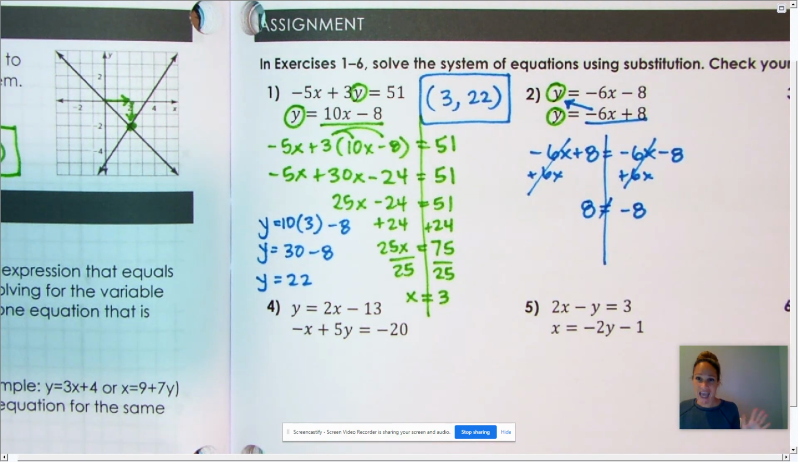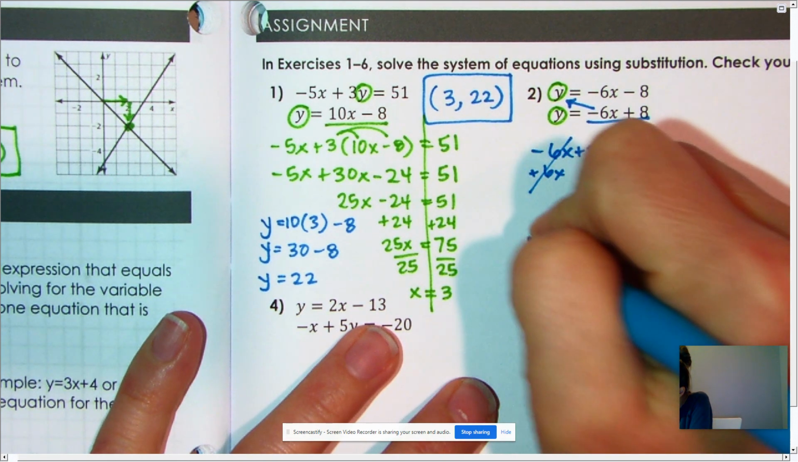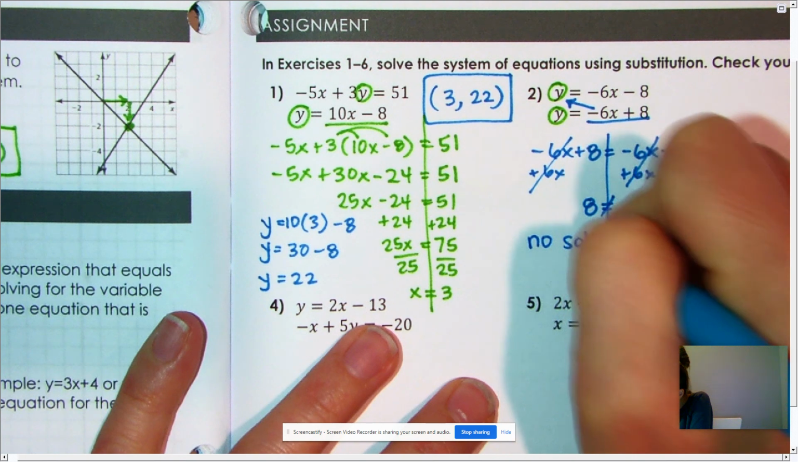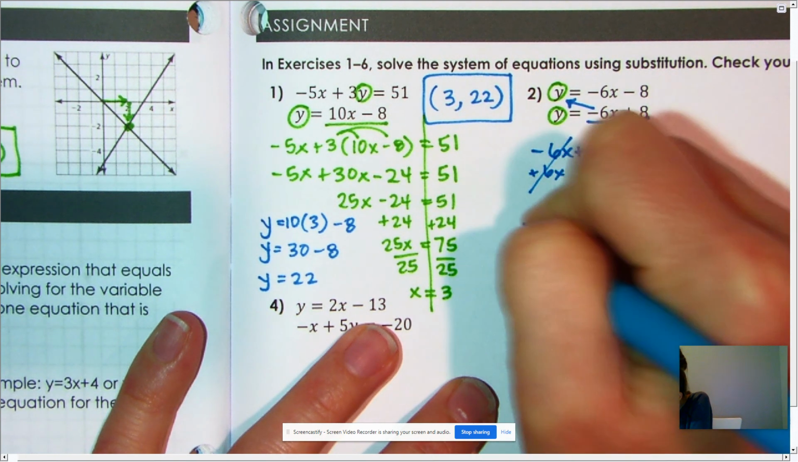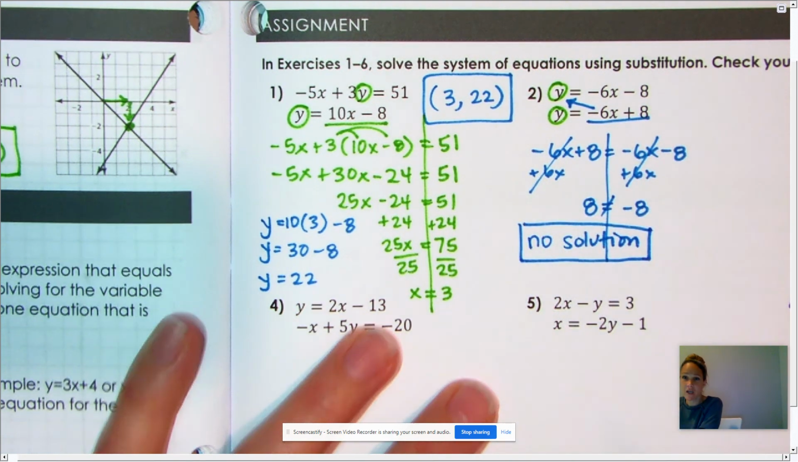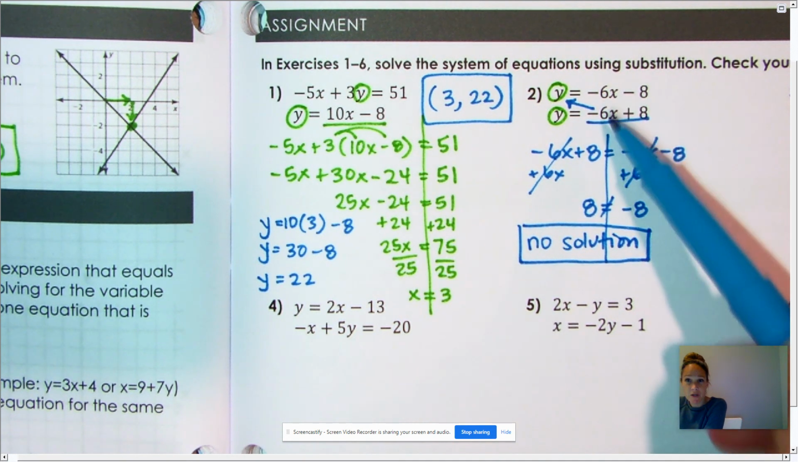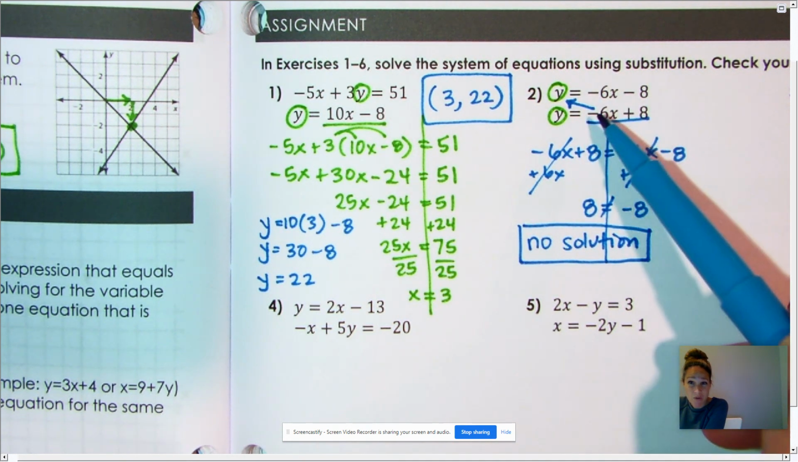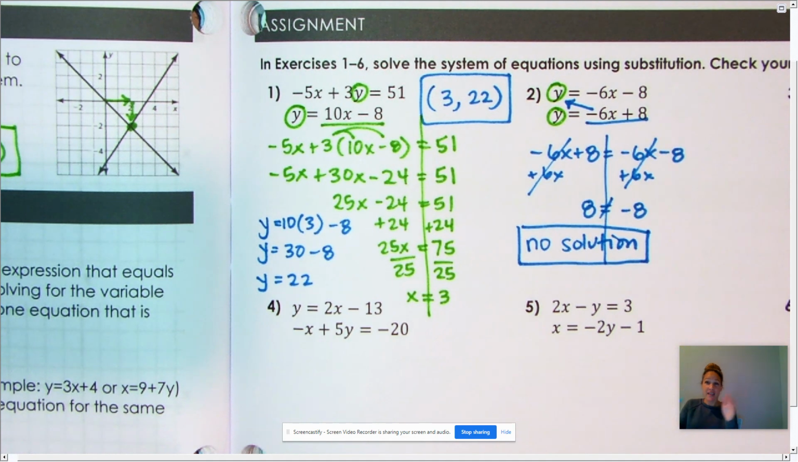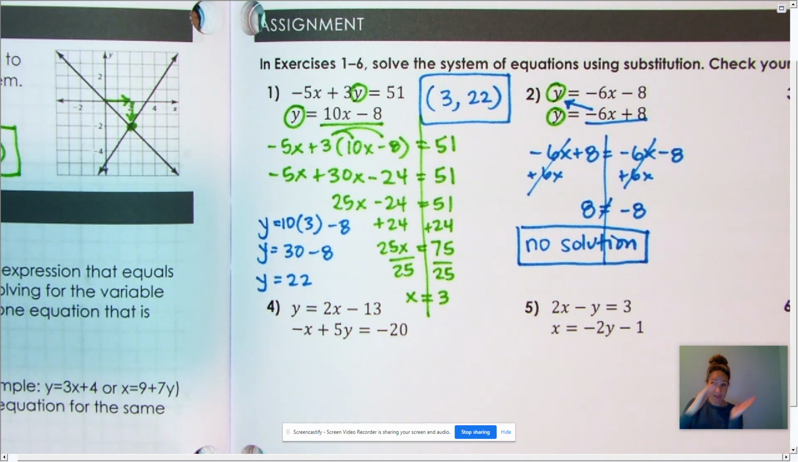So if the x's cancel and what we're left with is not true, that means that this system of equations has no solution. Okay, and what could have given that away before we started working on it is this is written in slope-intercept form. That's the slope on both of those. And if they're both negative 6, that tells us that they're parallel lines, right? As one goes, it goes down 6 over 1, down 6 over 1. The next one goes down 6 over 1. So they're never, ever, ever going to cross.